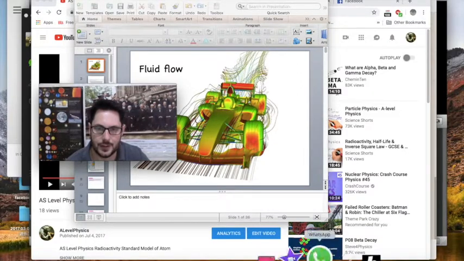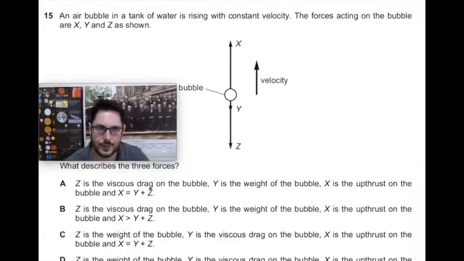Let's have a look at this question. It's going to explain what we're talking about here. An air bubble in a tank of water is rising with constant velocity. The key is that it's moving upwards with constant velocity. What does that mean? The forces are balanced. The forces acting on the bubble are x, y, and z as shown. We just have to say which is x, which is y, which is z.